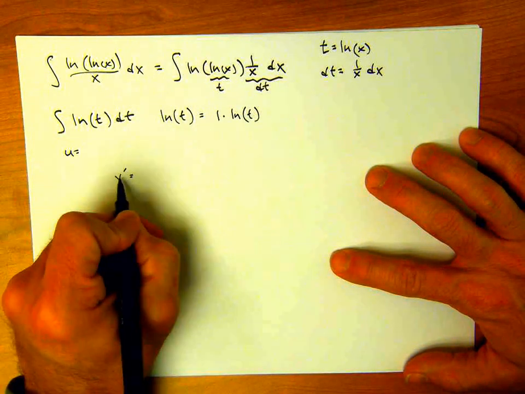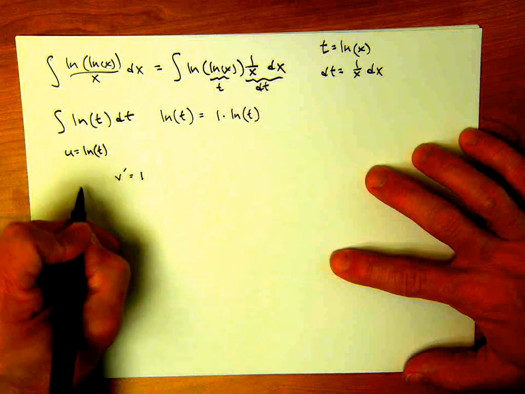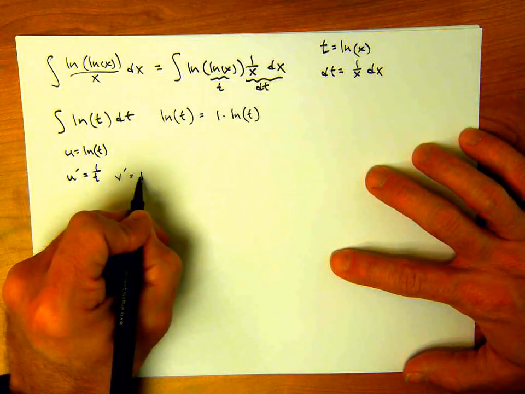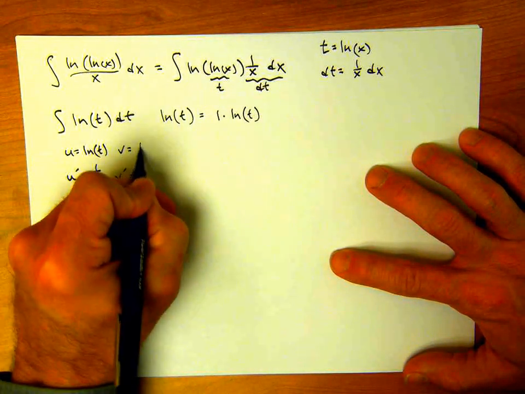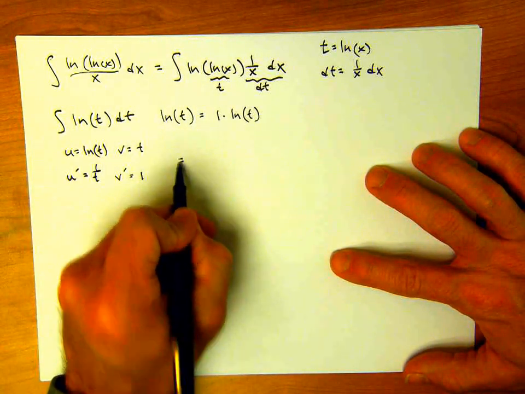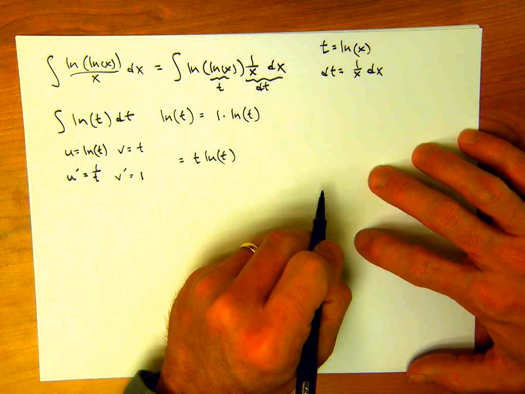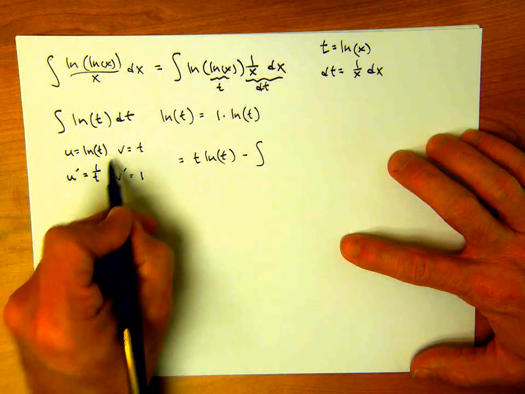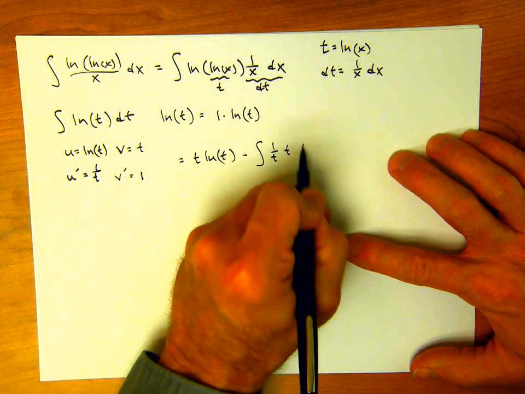So let's let v prime equal 1, and we'll let u equal natural log of t, because we know what u prime is. That's 1 over t. And the antiderivative of 1, the derivative of what equals 1, is just t. So now what I end up with is u times v, or t times the natural log of t, minus the integral of u prime times v. So that's 1 over t times t dt.